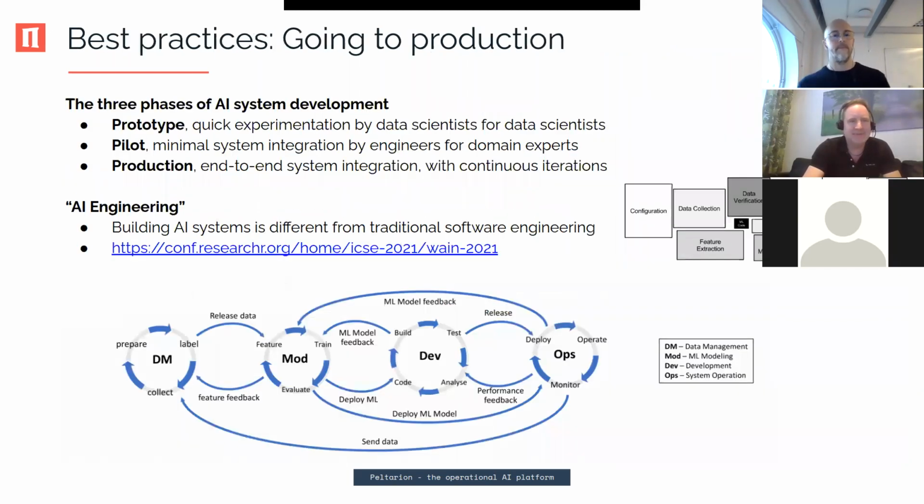Okay, so best practices going to production. A general tip that we give from Peltarion in building these kinds of systems is trying to divide them into potentially three phases. We have one that we basically call the prototype phase, where the idea is to be able to very quickly experiment with different data sets and models.